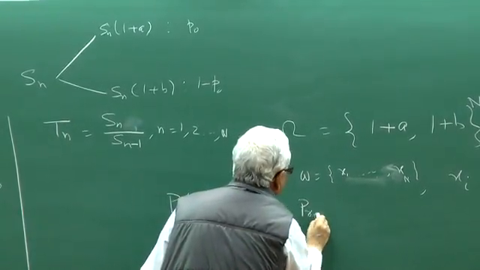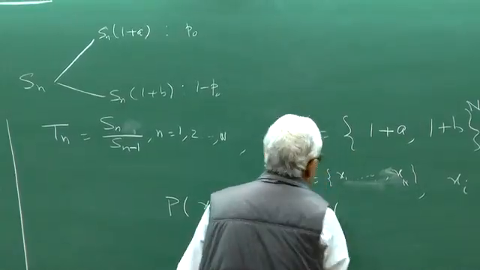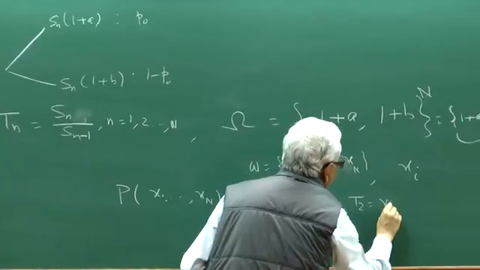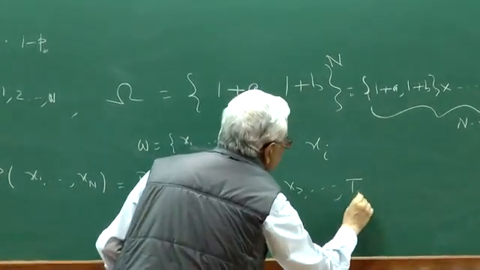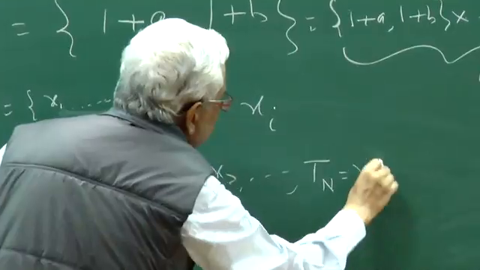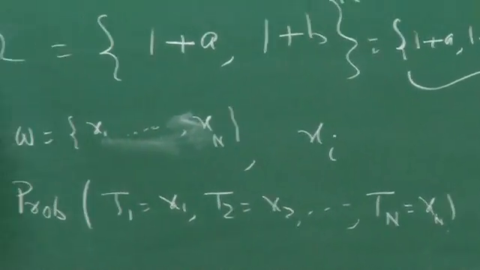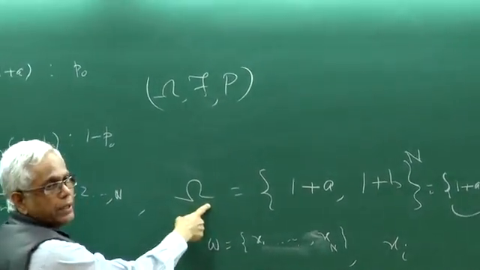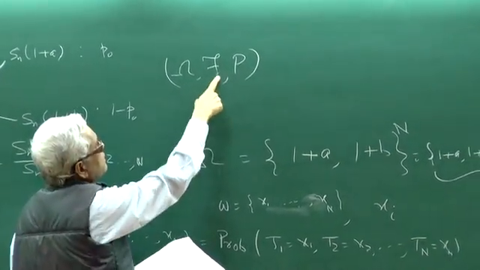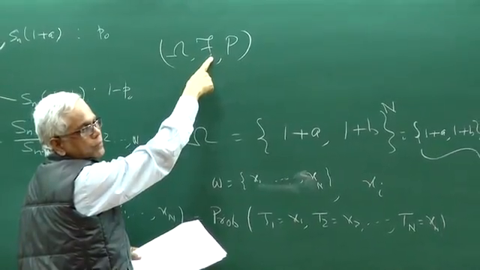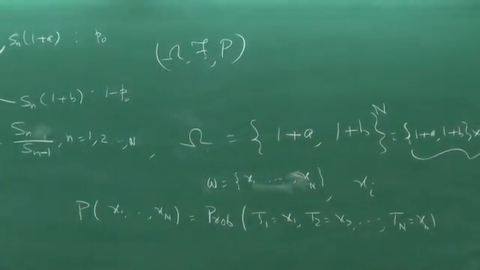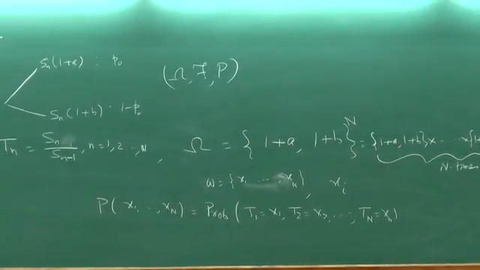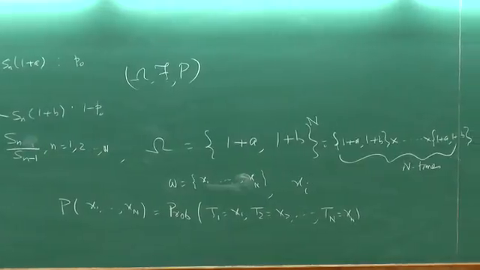So I will write the probability that T1 equal to x1, T2 equal to x2, and so on. Right? So now I have omega, F, P. What is F? This is a finite set, right? Whenever I have a finite set, what is F? F is the power set, right? And this is the probability. This probability is uniquely defined in terms of the given probability, right?